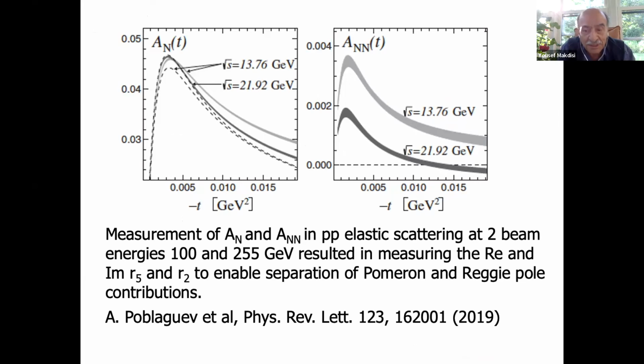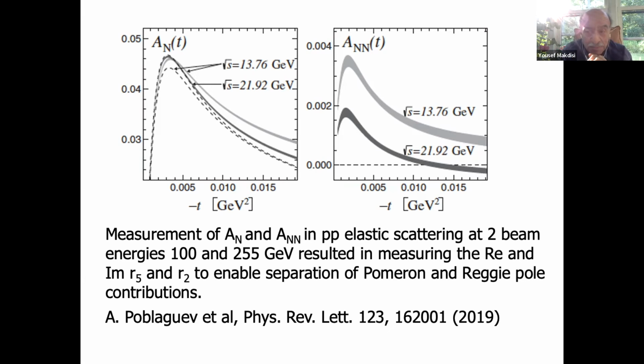Having done such a good analysis, Andrei went a bit further. Once you have the beam polarization, he's able to use both the beam polarization and the jet target polarization to measure the analyzing power A_N at 100 GeV and 255 GeV, which you see the data here. And then he did the A_NN measurements as well at 100 and 250 GeV.